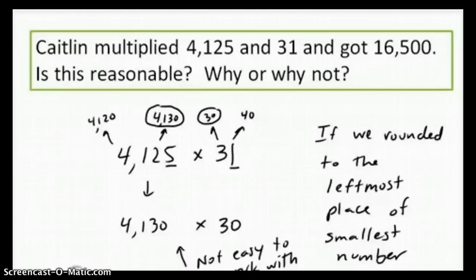In this problem, if we round to the tens place, the 4,125 and the 31 would become 4,130 and 30. These are not any easier to work with than 4,125 and 31. Since the purpose of rounding is to make it easy to see if a product is reasonable, in this case we will not round to the leftmost place of the smallest number like we did with addition and subtraction. Instead, we will round both factors to the leftmost place regardless of how many digits each factor has.